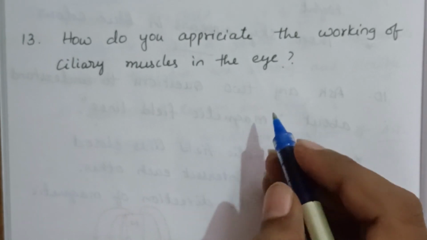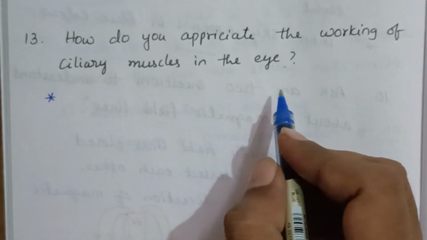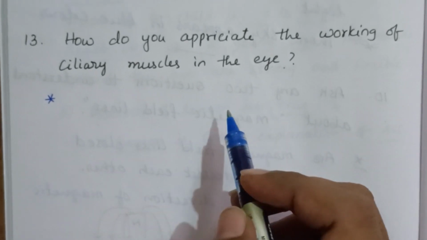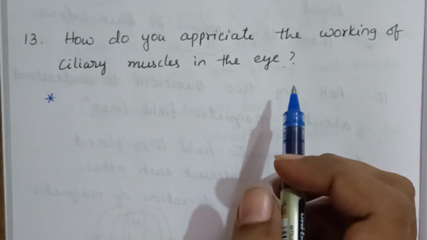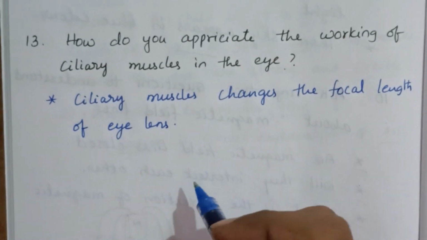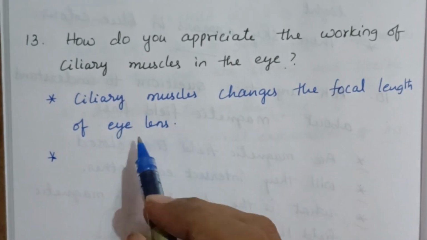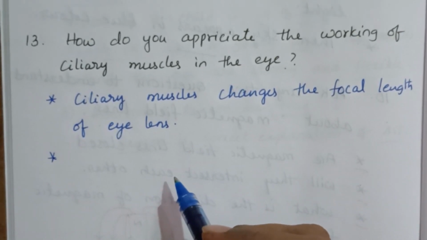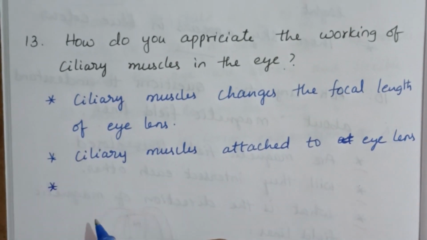Now we'll appreciate it point by point. The first point is that ciliary muscles are helpful in changing the focal length of the eye lens. Ciliary muscles change the focal length of the eye lens. Where are these ciliary muscles present? Ciliary muscles are attached to the eye lens. So what will they do?